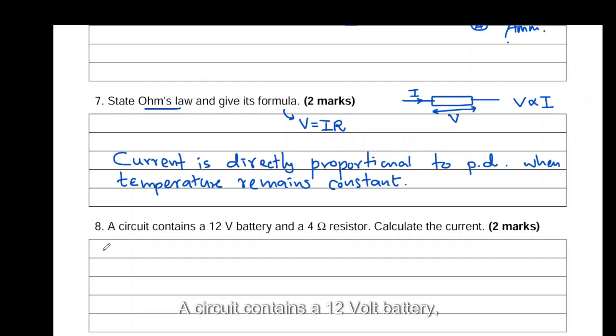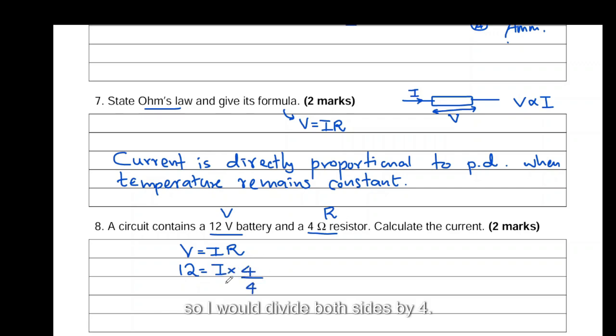A circuit contains a 12-volt battery, that's the EMF, we call it, the voltage, and a 4 ohm resistor, that is the resistance R. Calculate the current. Now, this is a direct application of the formula V is equal to IR. So, 12 is equal to I multiplied by R, which is 4. So, I would divide both sides by 4, cross these two out, and the current here, I, is 3, and the units are amps.